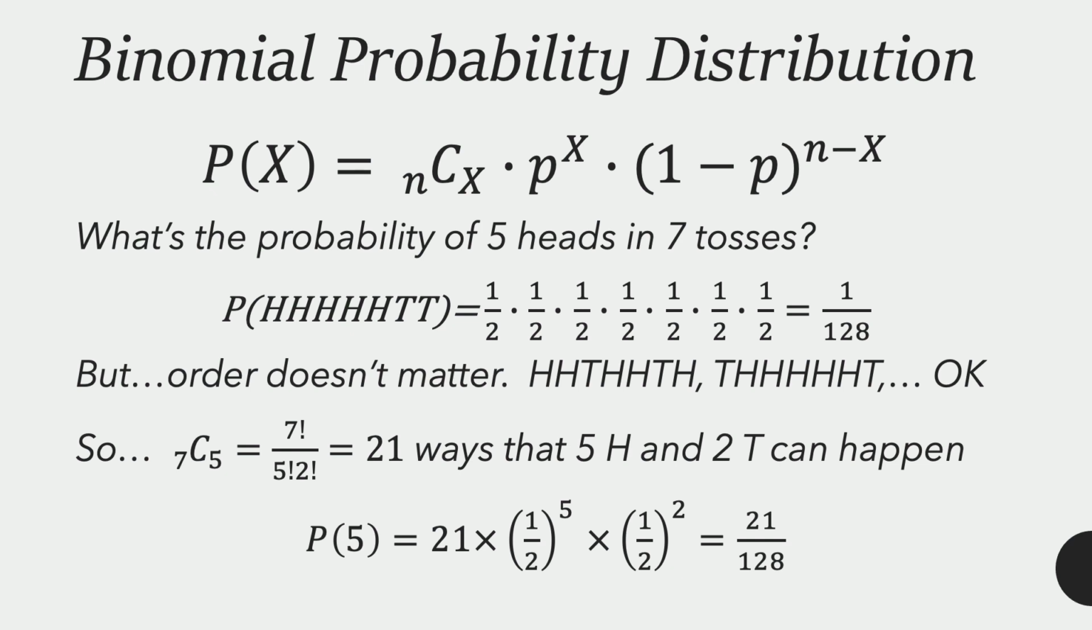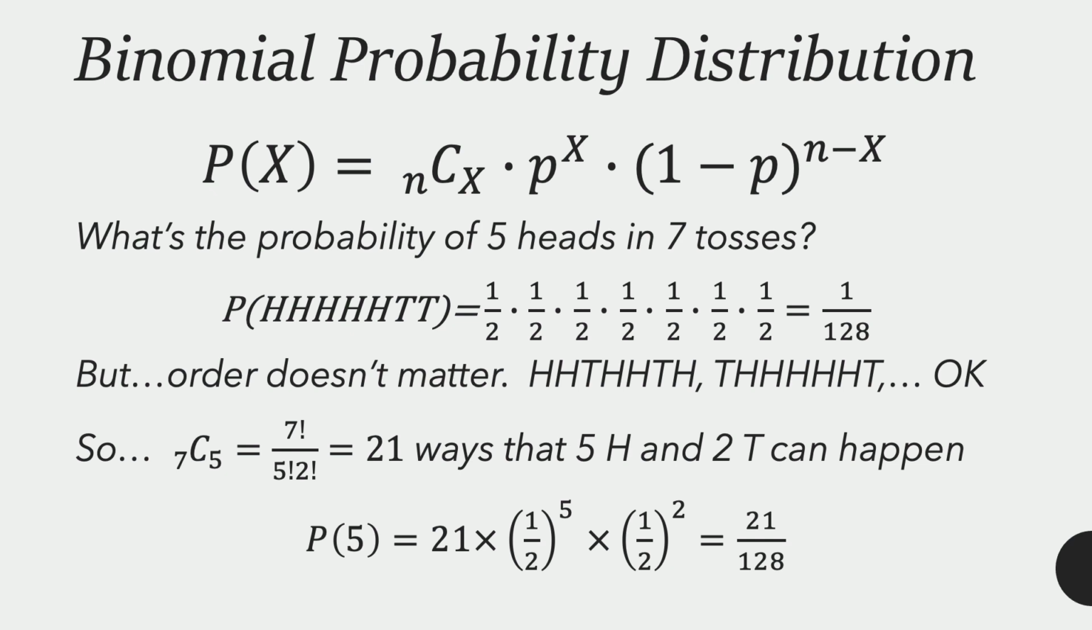So what if we got 5 heads in a row and then 2 tails? Well, the probability of getting a head on the first toss is 1/2. Next toss is 1/2, 1/2, 1/2, 1/2. And the probability of getting tails on the last 2 tosses, also 1/2 for each of those tosses, which is a total of 1/128. However, the order doesn't matter.